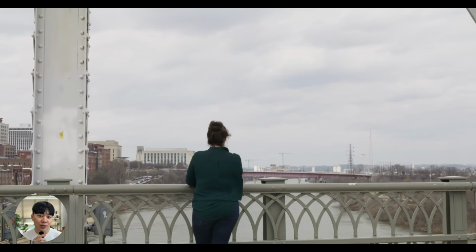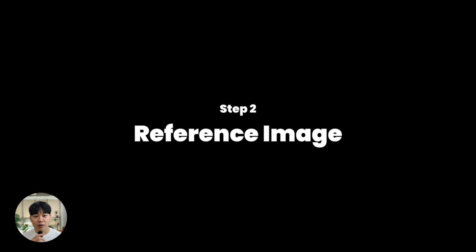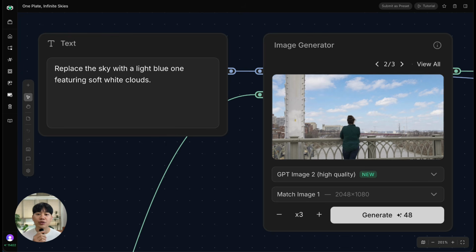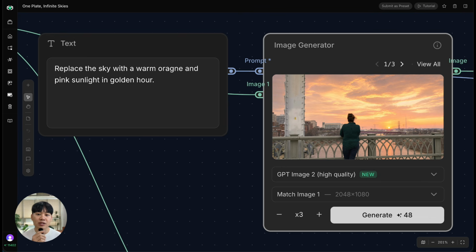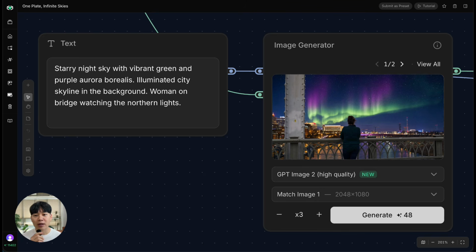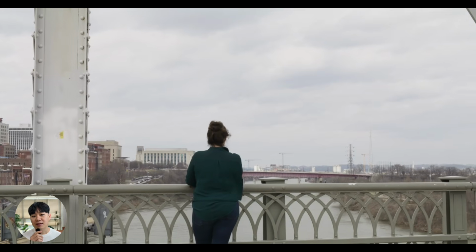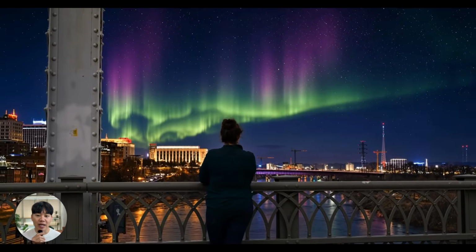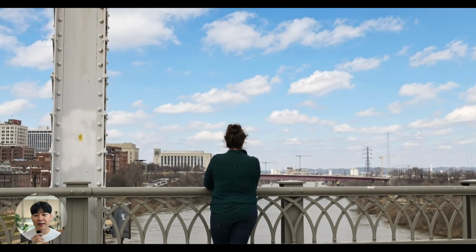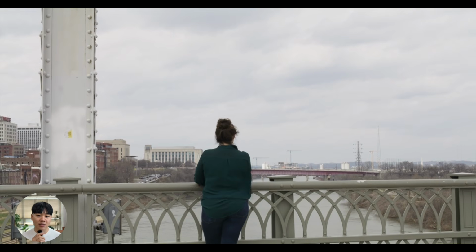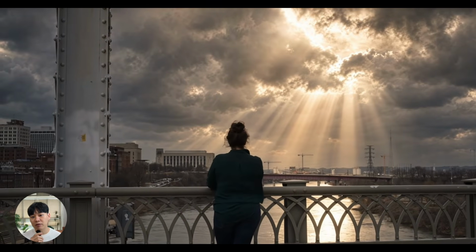First, video matte. We'll use the video matte node to isolate the flat overcast sky from the original footage. Second, reference image generation. We will use the image generator node with the GPT Image 2 high quality model to create sky references like aurora, golden sunsets, or god rays. Third, SwitchX. By connecting the video matte, reference image, and source footage, SwitchX completely swaps the background with the new sky. It simultaneously relights the foreground and auto-matches water reflections.